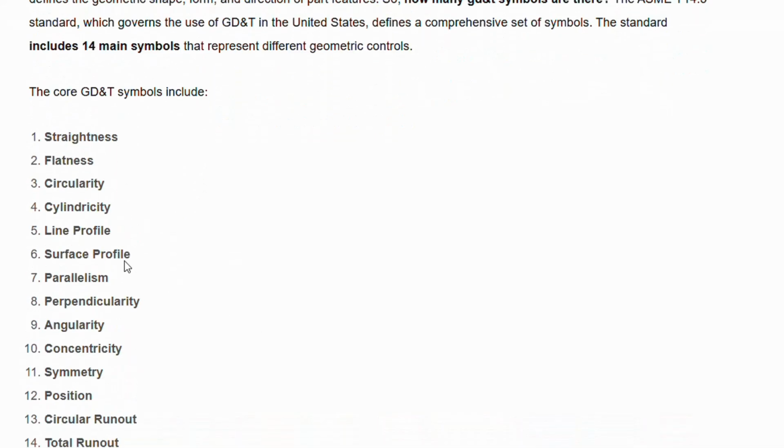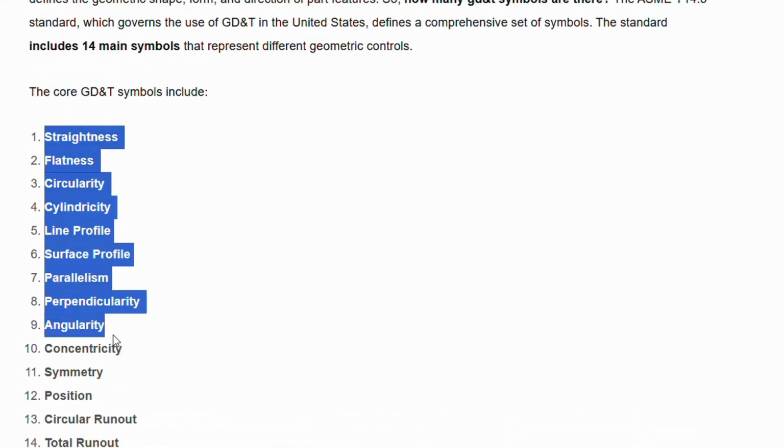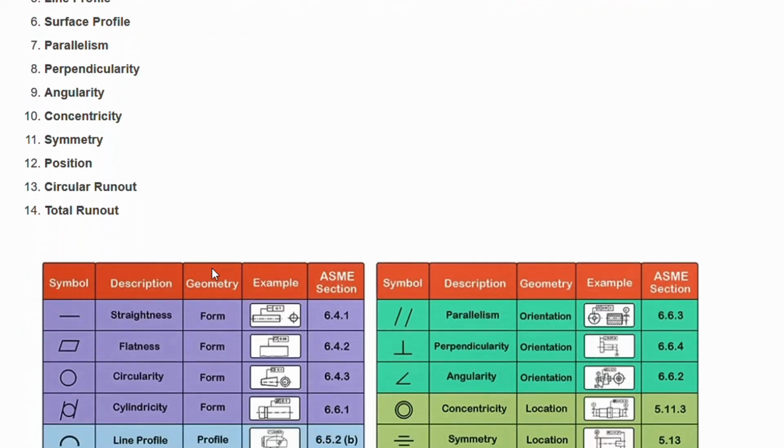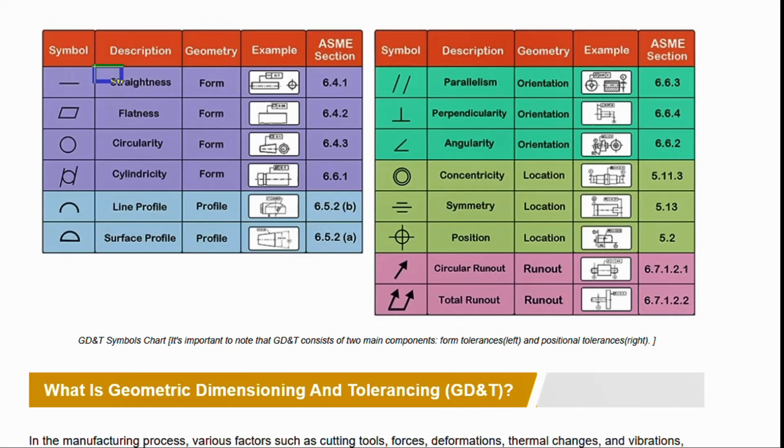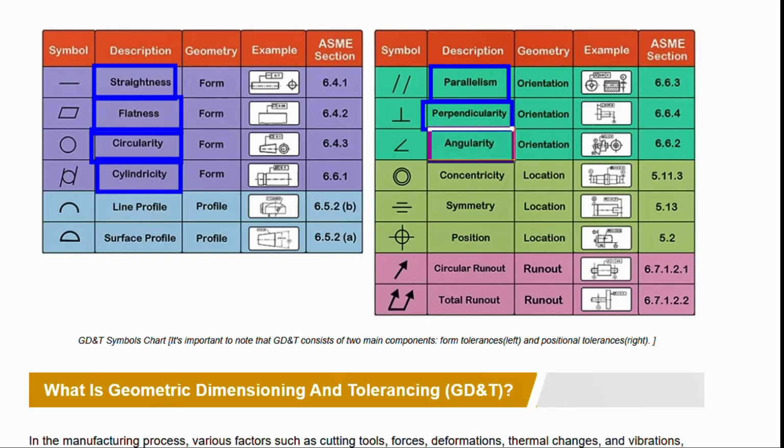There are 14 main GD&T symbols. GD&T symbols are commonly grouped into 5 categories. Now 4 form control types of GD&T symbols. 1. Straightness. 2. Flatness. 3. Circularity. 4. Cylindricity. Now 3 orientation control types of GD&T symbols. 1. Parallelism. 2. Perpendicularity. 3. Angularity. Now 3 location control types of GD&T symbols. 1. Position. 2. Concentricity. 3. Symmetry.